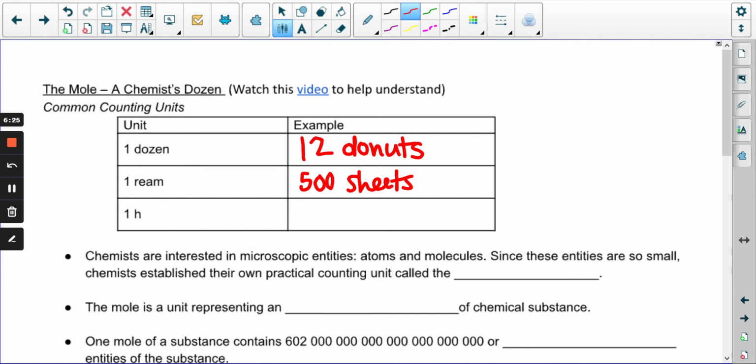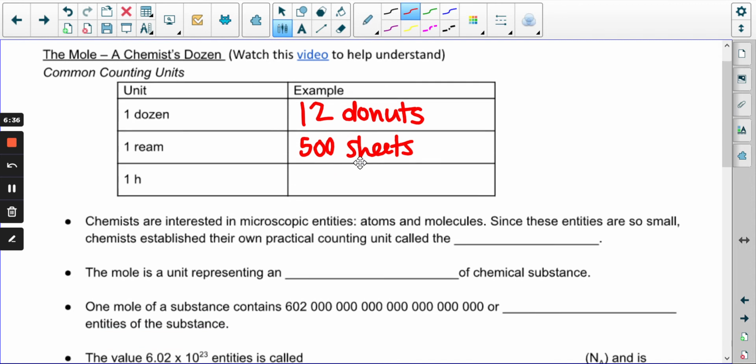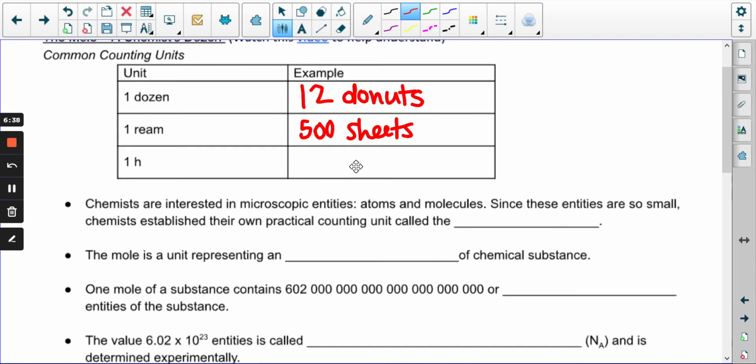Okay, so if you went to Staples and you asked for a ream, the employee would understand that ream to be the 500 sheet size. Likewise, 1 hour, that's a really common unit of measurement that we all use. That represents 60 minutes. Right. And so we're all sort of comfortable with using these in regular conversation.